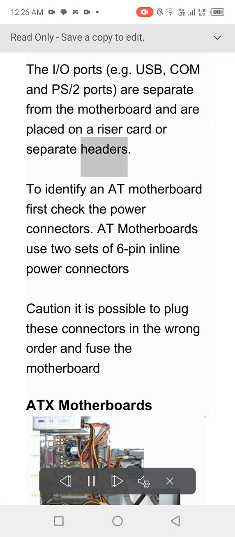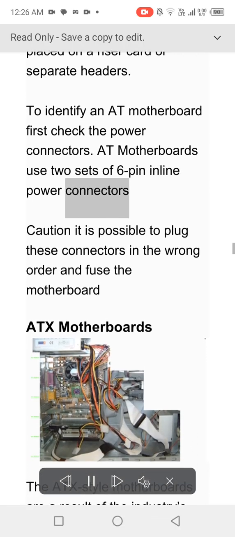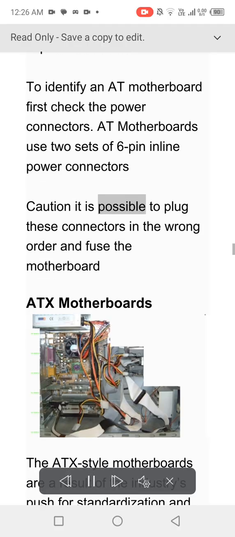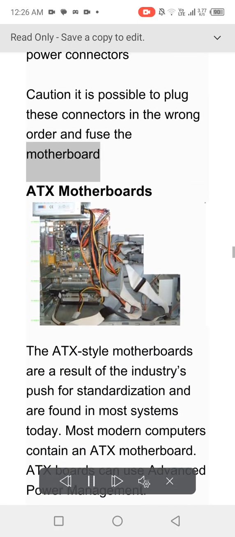card or separate headers. To identify an AT motherboard, first check the power connectors. AT motherboards use two sets of 6-pin inline power connectors. Caution: it is possible to plug these connectors in the wrong order and fuse the motherboard.